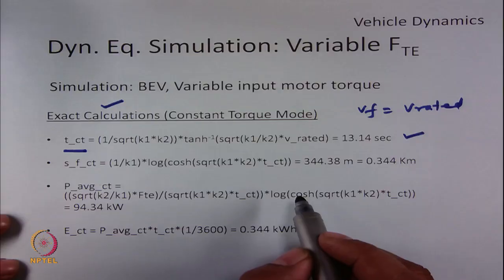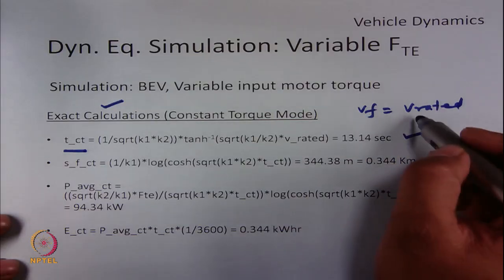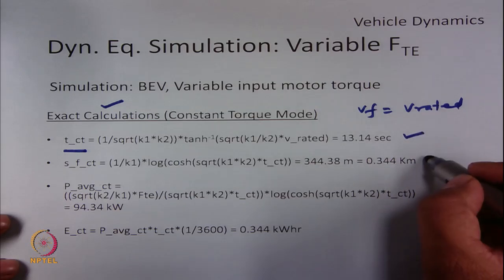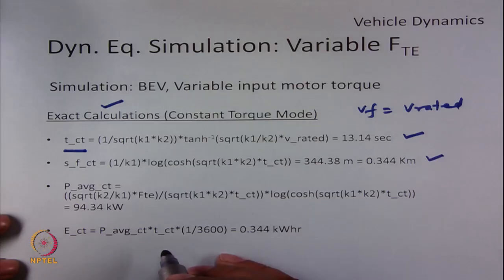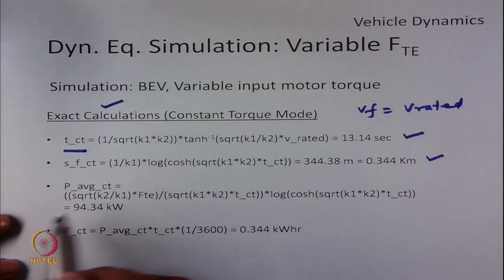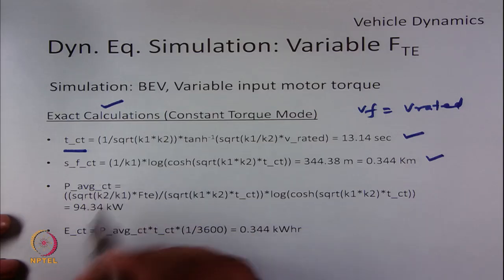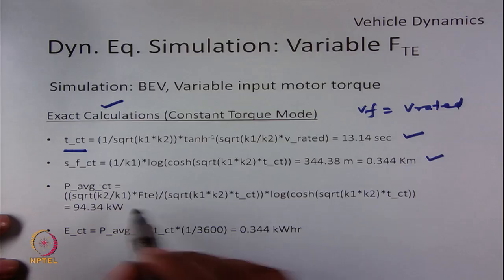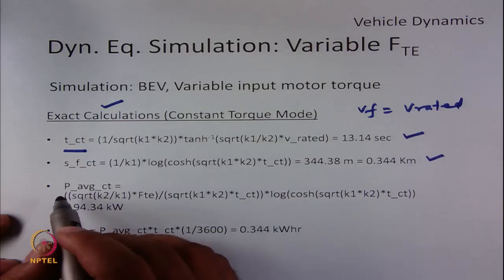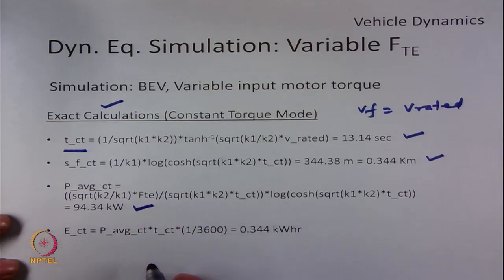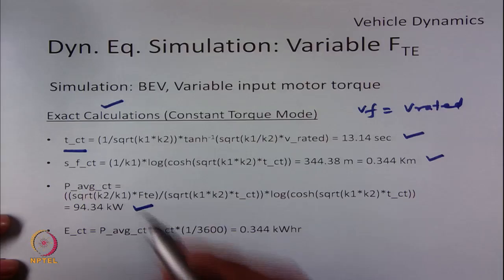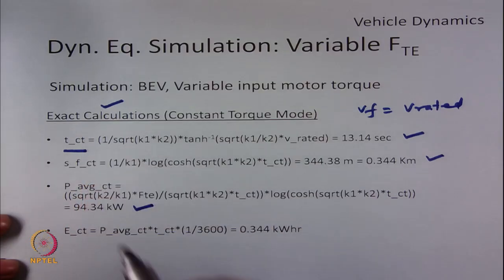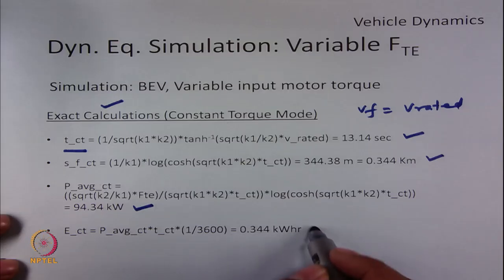Similarly, if you substitute this time in the distance equation, we can get the distance that the vehicle travels when it moves from 0 to V rated speed, which is equal to 0.344 kilometers. Again, let us calculate the average power that is required in the constant torque region. If we substitute the required values of force, constants and time elapsed, we can see that the average power in constant torque region is 94.34. And the energy required by the battery will be the product of P average and time in constant torque region, which comes to 0.344 kilowatt hour.